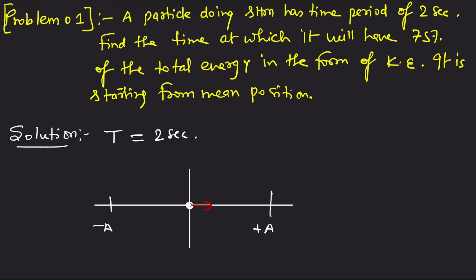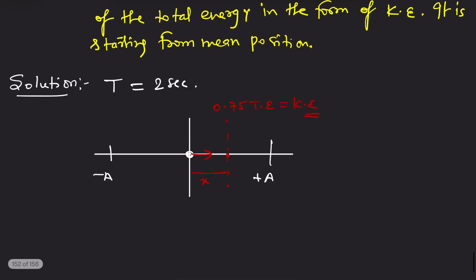So what it is saying is that it is having 75% in the form of kinetic energy. What is the time at which this is going to happen? Let's say at x distance this is going to happen, where the kinetic energy will be 0.75 of the total energy. We know that at the mean position you have the maximum kinetic energy, and as you go away you will have minimum kinetic energy. So the graph goes like this, a parabolic downfall of the kinetic energy.